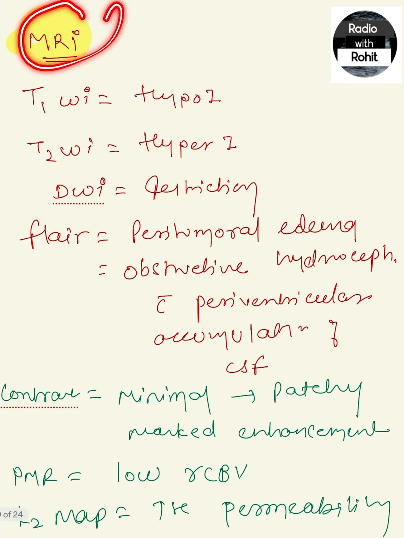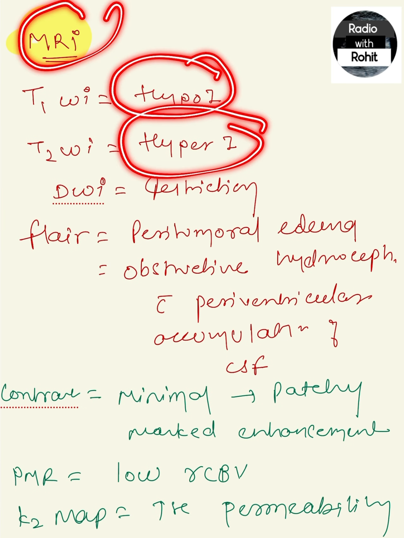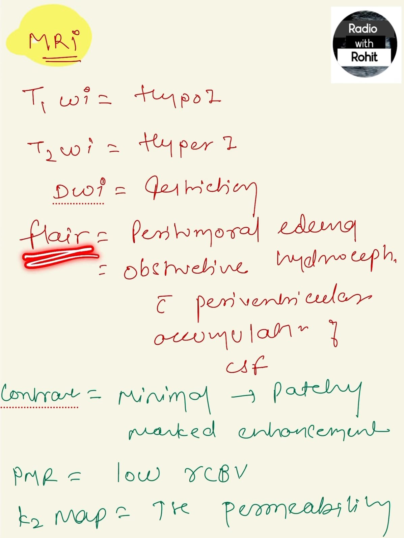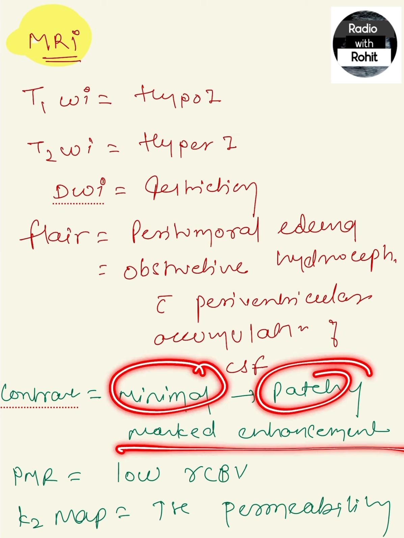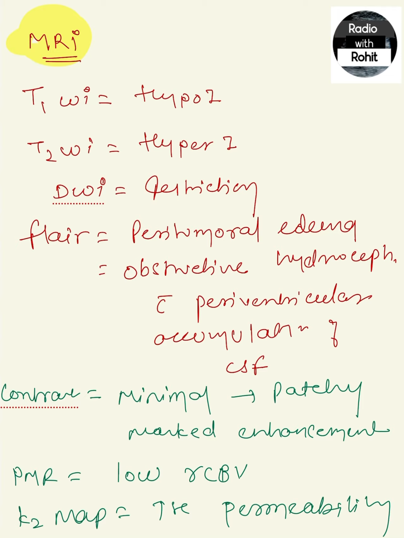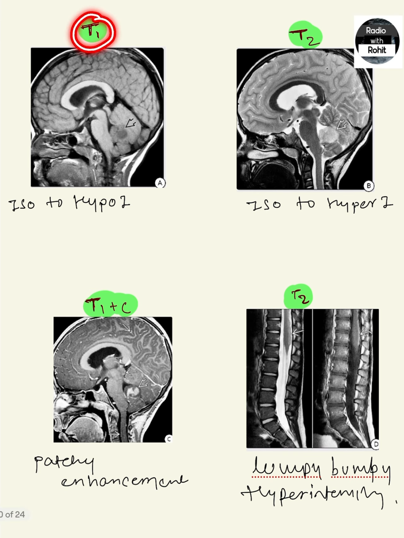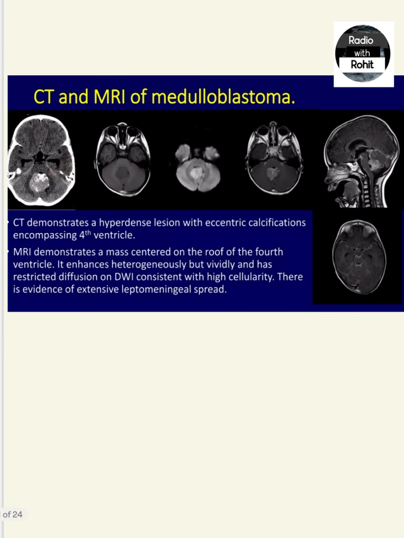On MRI, it will be hypointense on T1, hyperintense on T2. It will show the beautiful restriction on DWI. On FLAIR, it will show the peritumoral edema. On contrast, it will show either minimal or patchy or marked enhancement. So here is T1 image, iso to hypointense. Here on T2, iso to hyperintense. Contrast, it is a patchy enhancement while lumpy bumpy appearance on the dorsal spinal tumor.